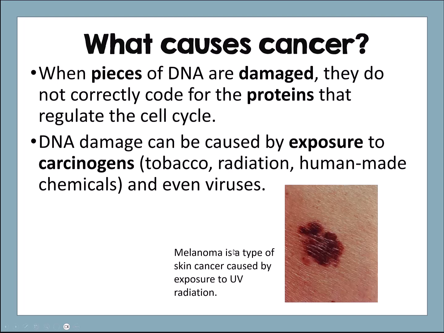So here's an example of damage that's been done through skin cancer. Melanoma is a type of skin cancer, and it's caused by exposure to UV radiation. UV radiation from the sun has hit these skin cells and damaged the DNA, and now that DNA does not code properly for the proteins that regulate the cell cycle, and that cell cycle continues abnormally.